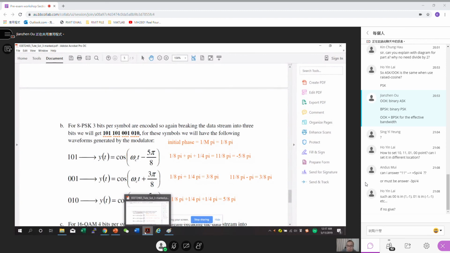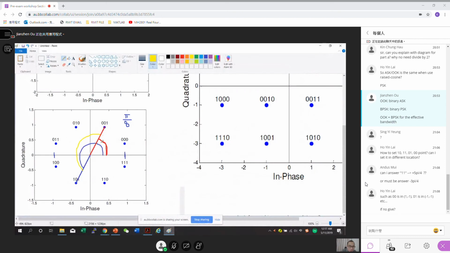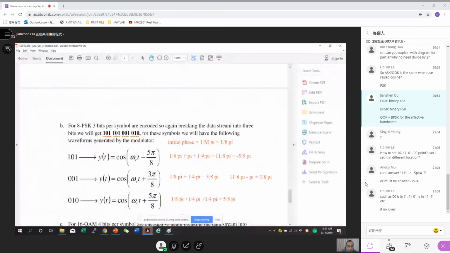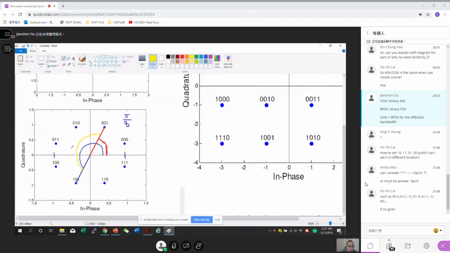Every approach can work. You just need to say, okay, I just need to calculate this angle, and how can I calculate it? That's all. Then 010, yeah, 010 is here. So again, the magnitude is 1 because it's a circle.